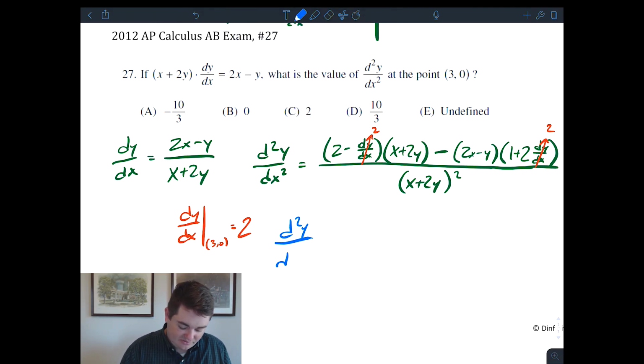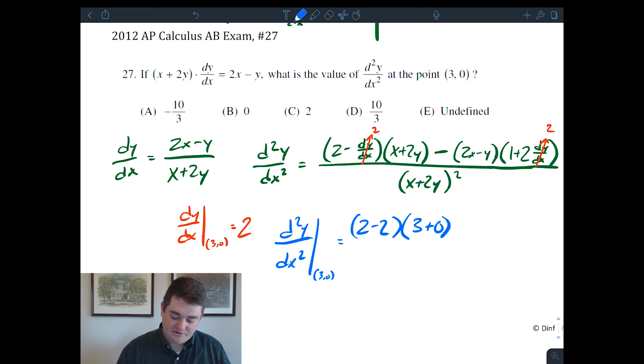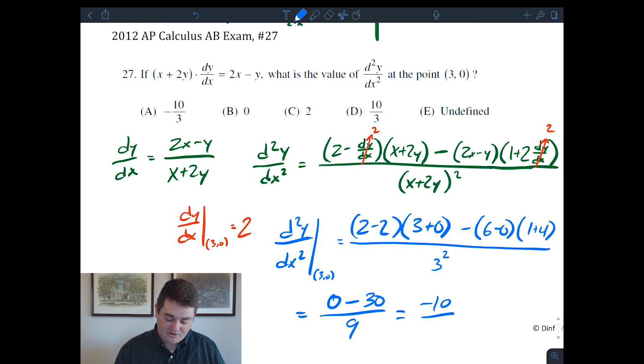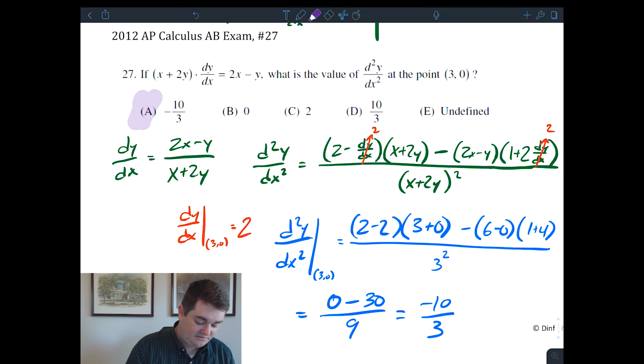So the second derivative evaluated at the point 3, 0 is going to be 2 minus 2 times 3 plus 0 minus 6 minus 0 times 1 plus 4 over 3 plus 0 squared. That's going to give me 0 times 3 is 0, minus 6 times 5 is 30 over 9. Negative 30 over 9 reduces to negative 10 over 3. And again, my answer is A.